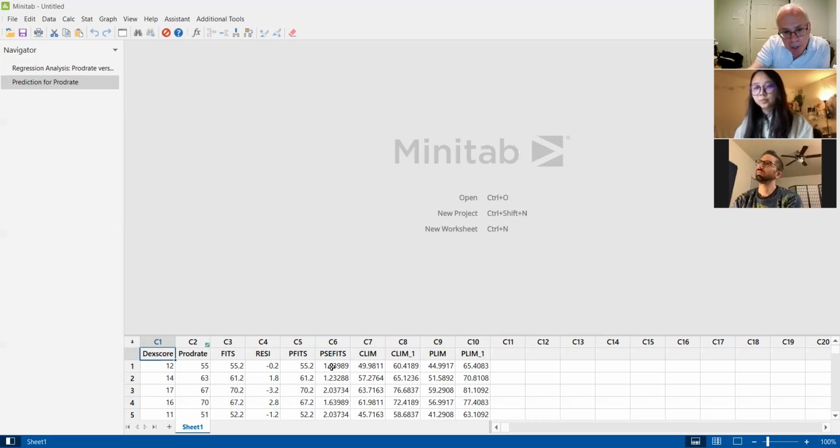The problem I'm having is with this SE fits here. Where are they coming up with that from? I'm pretty sure it's the standard error of the predicted. Uh-huh. Let's go back. Because if you go to the regression, predict, and hit the storage, it has standard error of predicted fits.